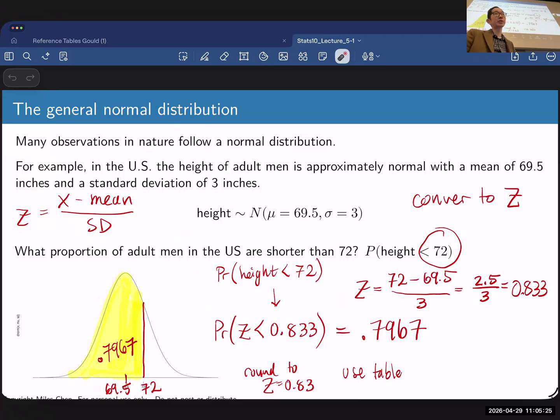The thing that is important to pay attention to, and this is where people often make mistakes and get tripped up, is you have to look at the wording. Here it's saying what proportion are shorter than 72, so we want less than 72. We want the area to the left of 72. There could be a question where it says what proportion are taller. If you had taller, then you're looking at values of 72 or higher, and you would want the area to the right. You'd do 1 minus 0.7967.